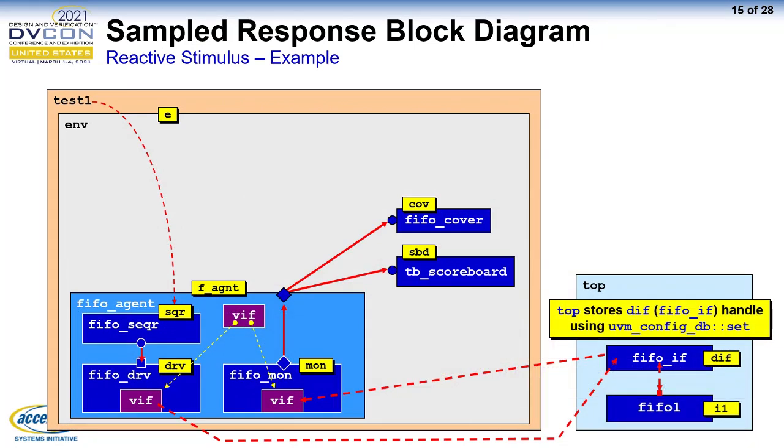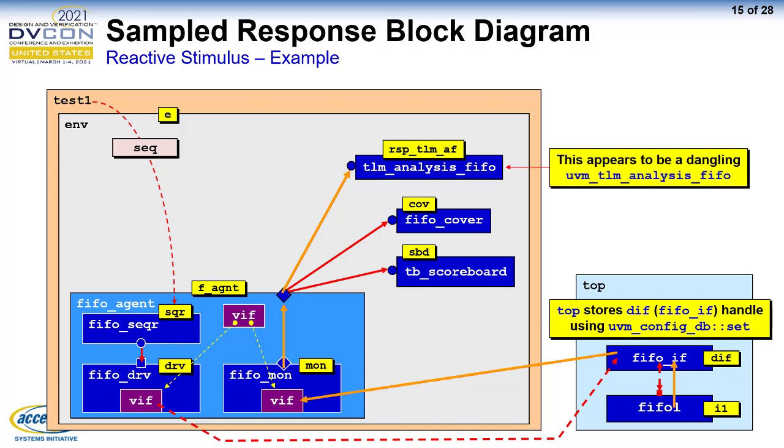So if we put all the pieces together and trace the path of the reactive sequence and the transactions that it generates, the test starts the sequence on the environment agent sequencer, and the driver gets a transaction from the sequencer and drives the transaction inputs as stimulus to the DUT. The monitor samples the inputs on the active clock edge and samples the outputs at the end of the cycle just before the next active clock edge.